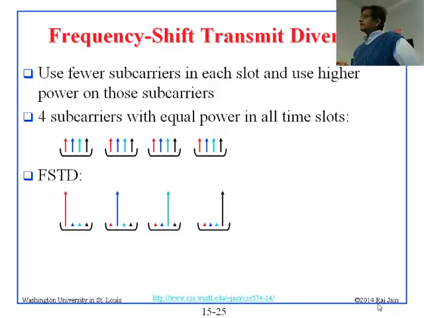In the next slot, you use a different carrier and put all the power on that one. In the next slot, you use a different carrier and put all the power on that one. So this is using the same power as that one, but this has a higher chance of making it. Right? So this is called frequency shift transmit diversity. We shift the frequency every time, and we don't use all the frequencies. So these are sent as zeros.